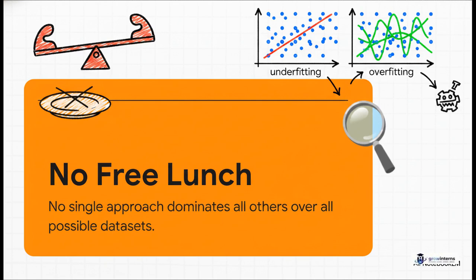It just doesn't exist. If you use a highly inflexible method, like a straight, rigid line, it might be way too simple and completely miss the true complex shape of the data. We call that underfitting. But on the flip side, an overly flexible model might bend and twist so much that it memorizes every single point in the training set, including all the random, meaningless noise. Then, when you throw that super flexible model at new real-world data, it fails miserably. And that, folks, is overfitting.